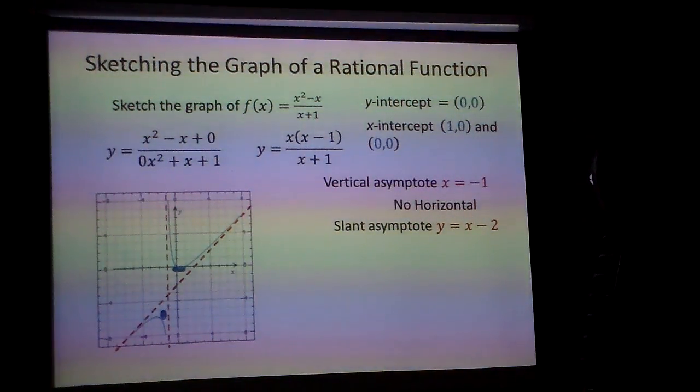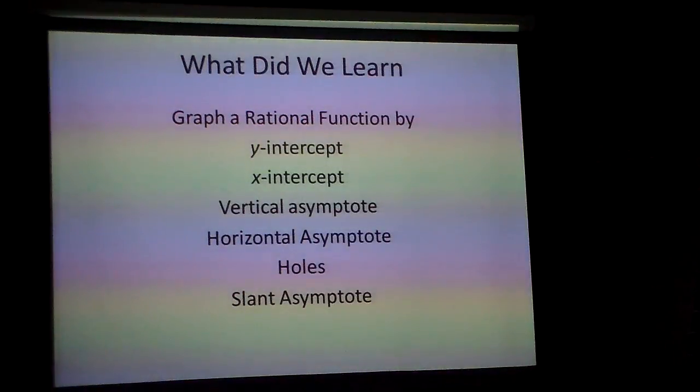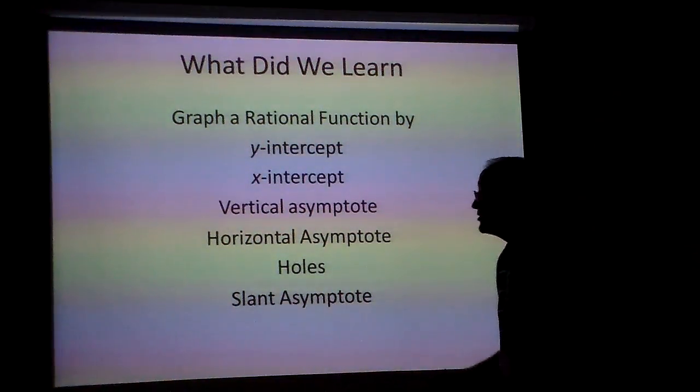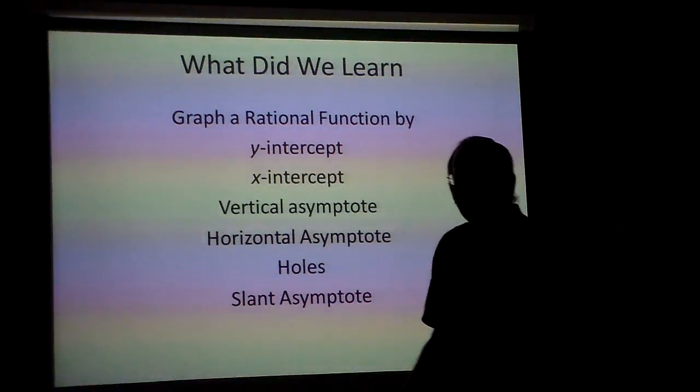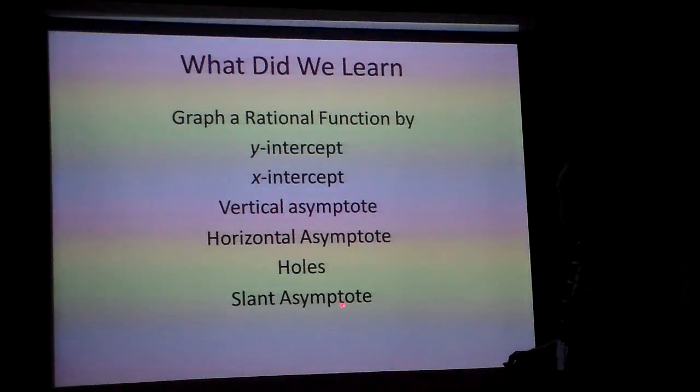All right? So here's what you're going to do. What did we learn? We learned how to graph a rational function by finding the y-intercept, the x-intercept, the vertical asymptote, horizontal asymptote, poles, and slant asymptote. The y-intercept was found by looking at the last numbers, the constants. The x-intercept was found by setting the numerator equal to 0. The vertical by setting the denominator equal to 0. The horizontal is found by the leading coefficient. Poles are found by having common factors. And slants occur when you actually divide the problem and find out what that line is. The remainder part doesn't matter on the slant.